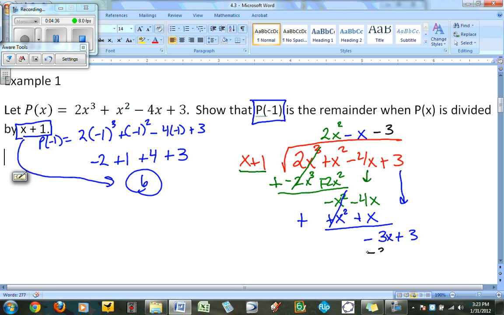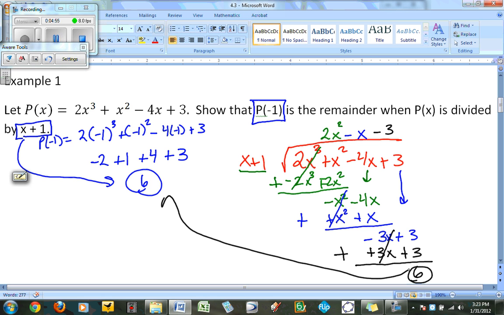So that would be -3x minus 3. And again, we're subtracting though, so when we subtract, we have to cross the sign and cross the line, change all of the signs. This cancels out, and we're left over with a remainder of 6, and that's exactly what they thought we would get. They want us to prove that, and we did.